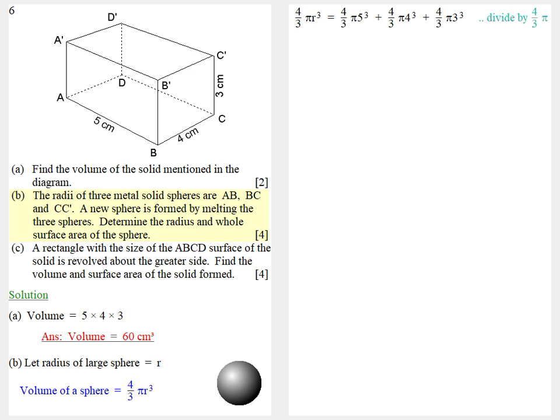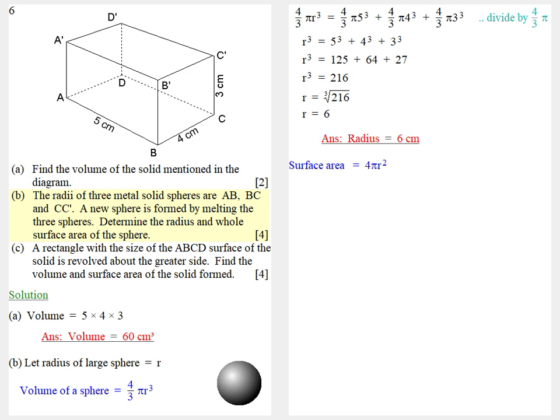Now we can divide all the way through by 4/3 pi. And that gives us r cubed is equal to 5 cubed plus 4 cubed plus 3 cubed, which is equal to 125 plus 64 plus 27, which is equal to 216. So r is equal to the cube root of 216. So r is equal to 6. So that gives us the radius is 6 centimeters.